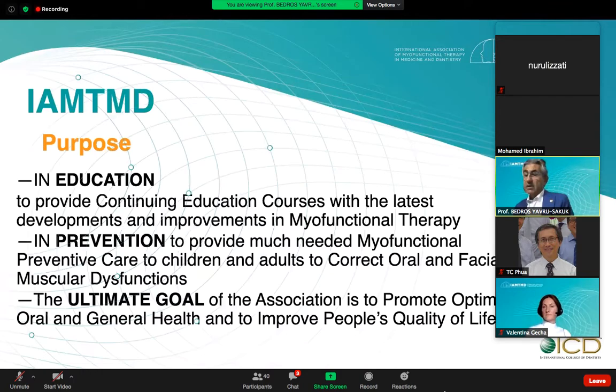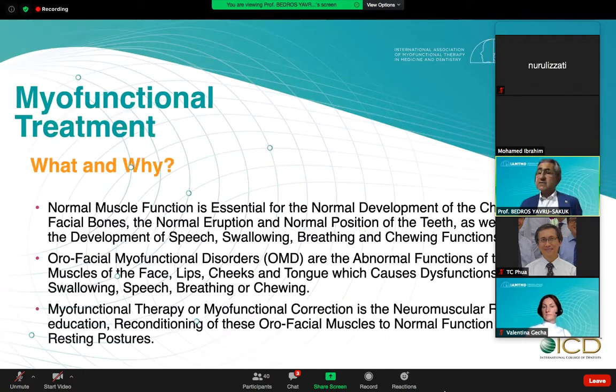So the purpose of my lecture today is to emphasize the importance of myofunctional therapy in medicine and dentistry. This is a subject that one can talk about for hours, for days, and forever because of its multi-purpose importance and efficiency of application in many specialties of medicine and dentistry.